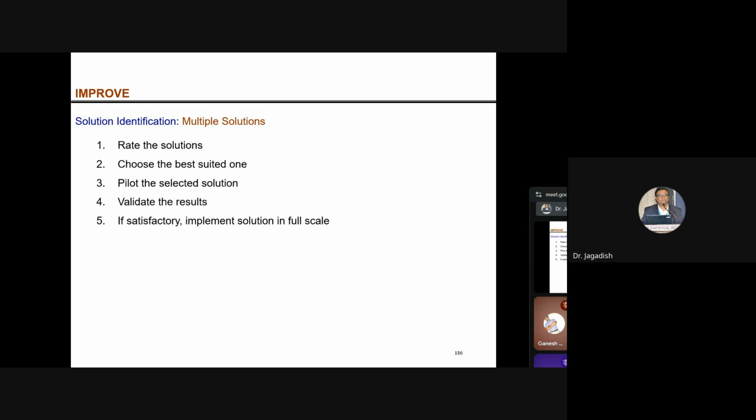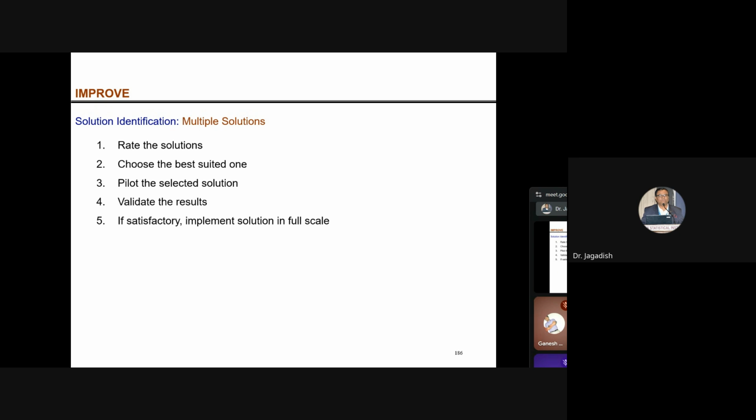If you have n number of solutions, these are the ways by which we improve our system and our process. Improve stage only we do that. Find the solution. If multiple solutions are there, a weighted solution method we apply here. Rate the solution, and rank number one solution, you implement that, in pilot scale, not the full scale.